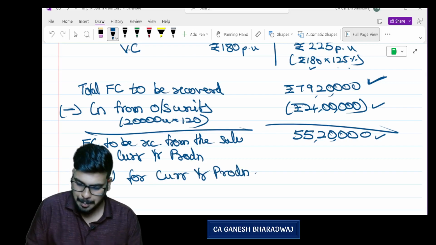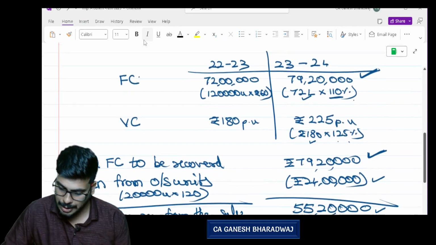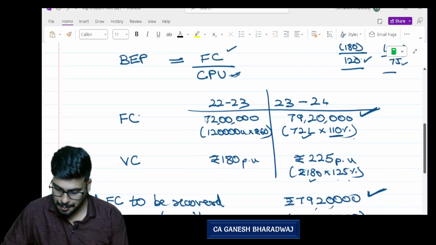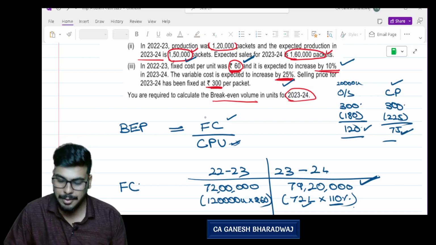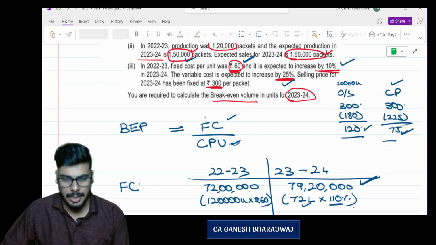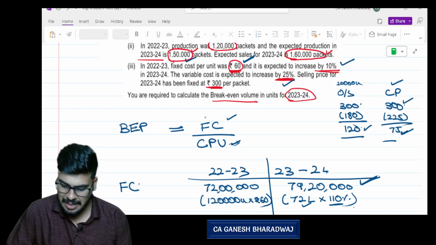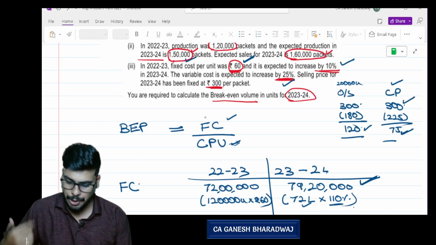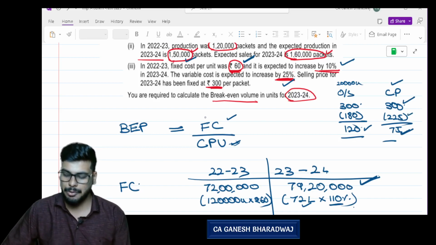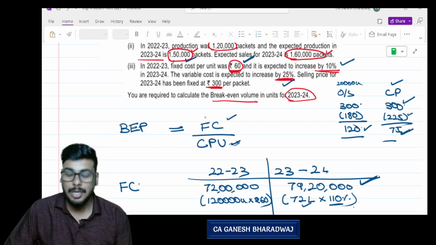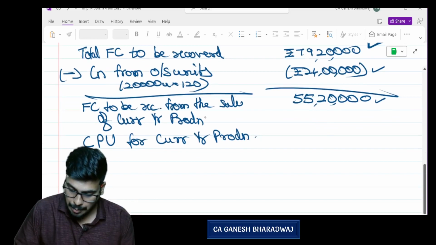So now you tell me, what is the contribution per unit for current year production? Every unit produced and sold in the current year generates a contribution of 300 minus 225, which is 75 rupees. My selling price is 300, but if I produce in the current year, the variable cost is 225. So my contribution per unit is going to be 75 rupees.